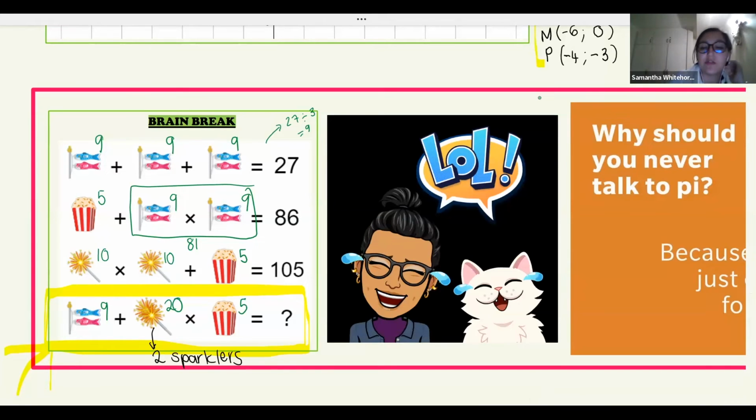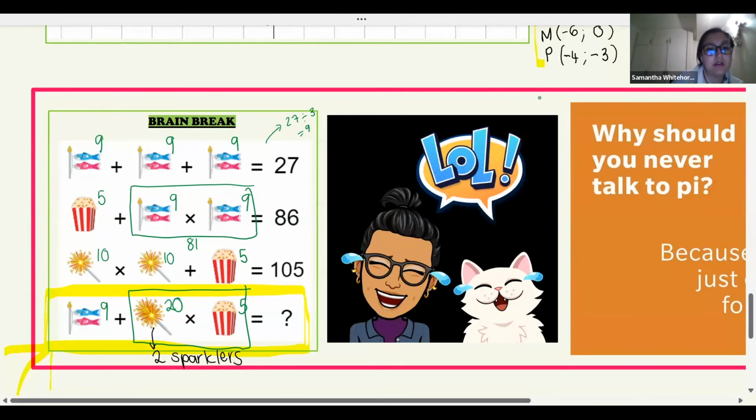So Teto, what do I do first? Times or plus? Times. Good. And what's 20 times 5? It's 100. Good. That was a weird block that I drew. And so 100 plus 9 is that answer Teto gave us of 109.